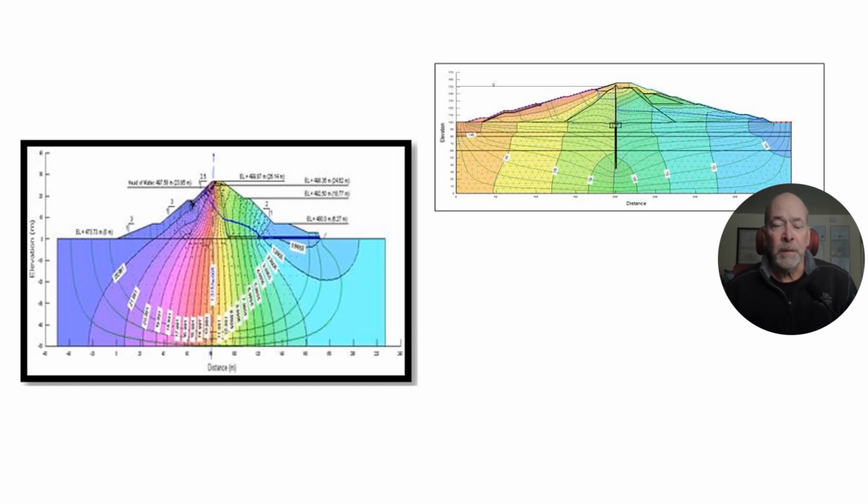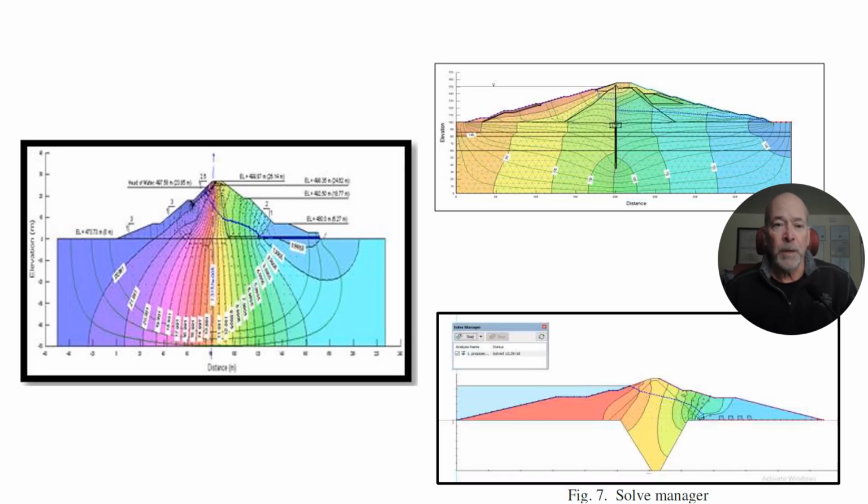Well, we've all seen examples of these things, these flow nets. They can be generated in our seepage analyses. We don't always know what they mean, and they're always very colorful. But it's important that we have a basic understanding of what those things mean.